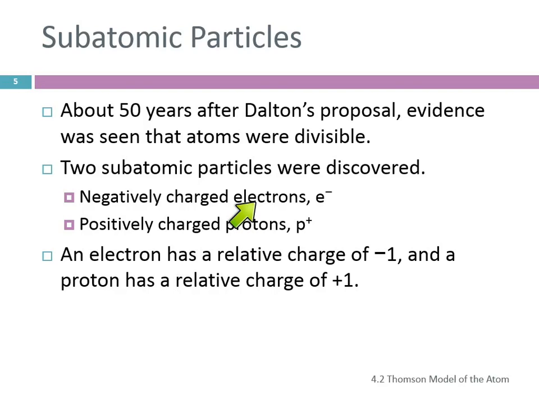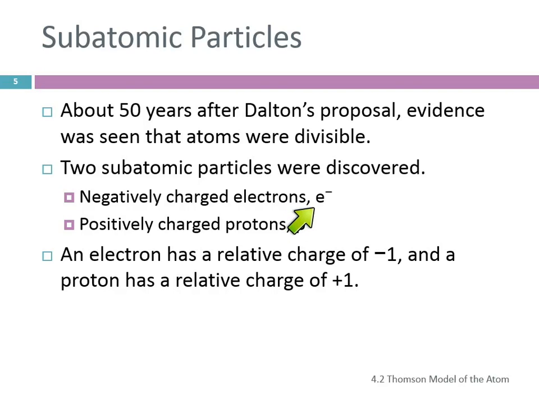Electrons have a negative charge. They can be measured in coulombs or other units of charge, but chemists don't typically care about that. And so we use a relative charge. We just say an electron has a relative charge of -1. The proton has a relative charge of +1. So they're essentially the same amount of charge, just opposite in sign.